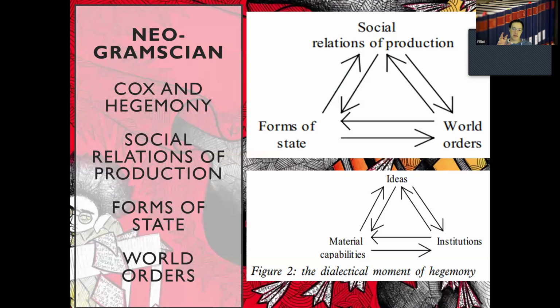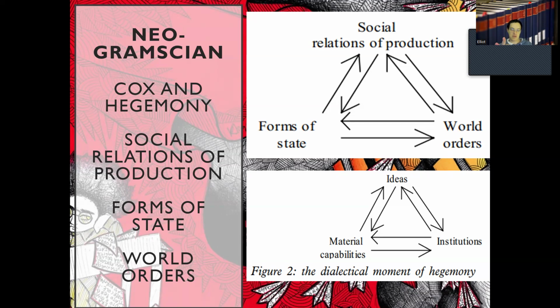So within each of these three spheres, and this is all Cox's work, which I believe we'll be able to see in one of our, well, there's a few Cox readings this week, it'll be in one of them. Within each of these three main spheres of social relations of production, forms of the state, and world orders, there are also three other points within each one: ideas, material capabilities, and institutions. Ideas are understood here as intersubjective meanings and collective images of what the world should look like. Material capabilities refers to accumulated resources to make that world order happen. And institutions are combinations of these two elements and a means of stabilizing a particular order.